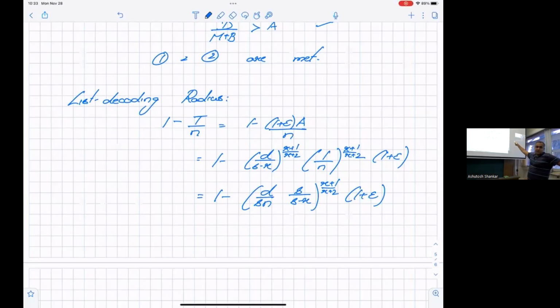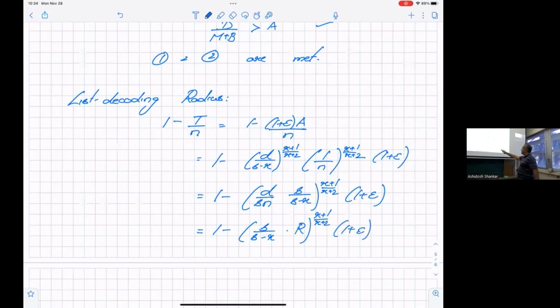I just brought in an S over here. That's all I have done. Because d by sn is the quantity which we are after, this is like the rate of the code. So basically, this is 1 minus s by s minus r times rate into r plus 1 by r plus 2 into 1 plus epsilon.